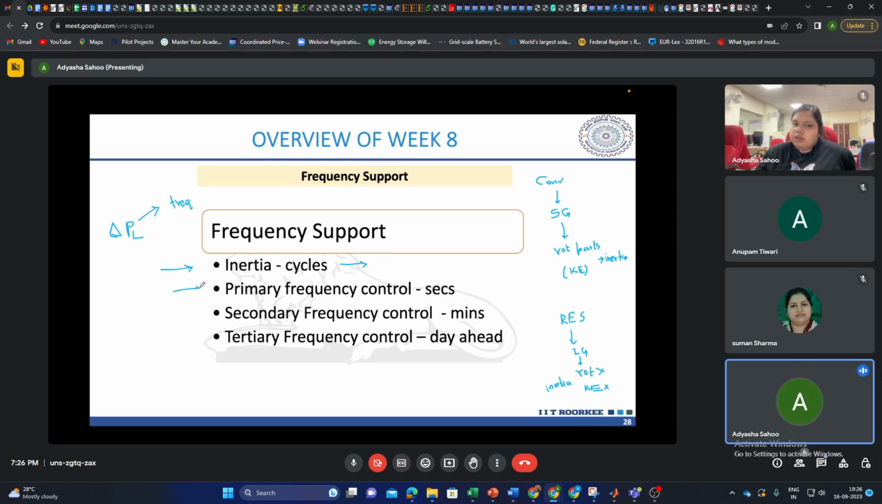Then after that, the primary frequency control will start within seconds. Basically, this will be through the governor valves. You can open or close them according to this delta PL. That will be the primary frequency control, and its time scale is in seconds. Then we have the secondary frequency control, which is the AGC, where we are controlling it by the tie line power between two areas. And the tertiary frequency control happens day ahead or hour ahead.